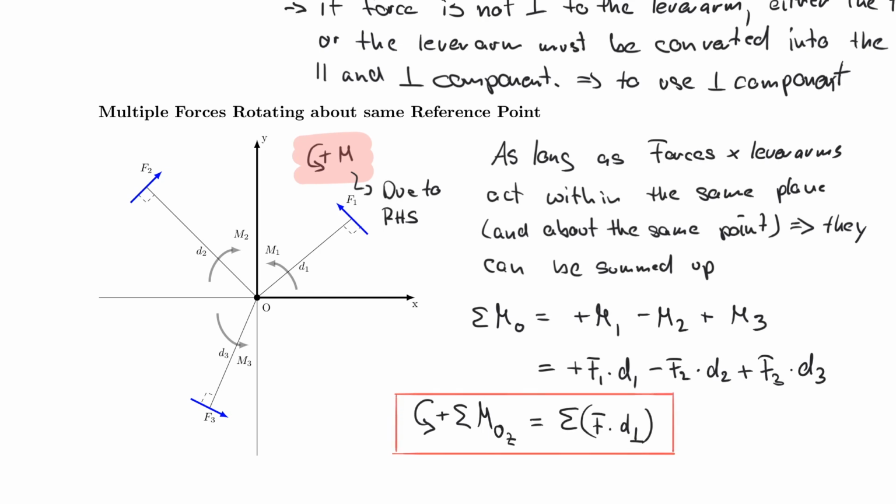So that clarifies how we find the moment for multiple forces that rotate about the same reference point. And the key word here is the same reference point. And of course, they have to be in a planar system, which here I identified with xy. And therefore, our moment will always be automatically about the z-axis, and it will always automatically be counterclockwise positive.